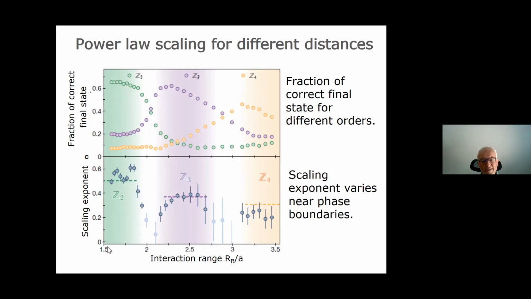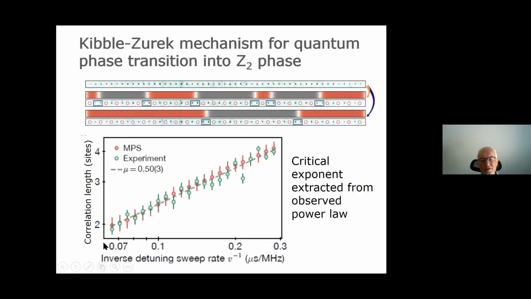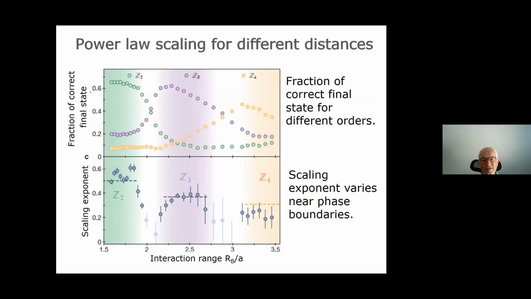Here, as a function of interaction range RB over a, we plot on the vertical axis the scaling exponent extracted from the data. We take data like this, where we look at the correlation length versus the sweep time, then fit the exponent, and do this for different ratios of RB over a, blockade radius over distance. What we see is, for the Z2 phase, a clear plateau in a certain interaction range, and the dashed line is the predicted value of 1/2, which within errors we observe.